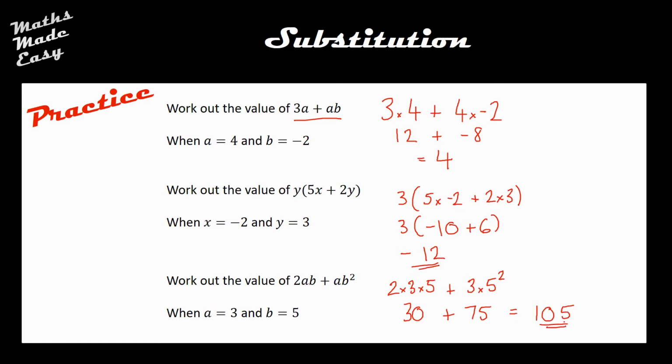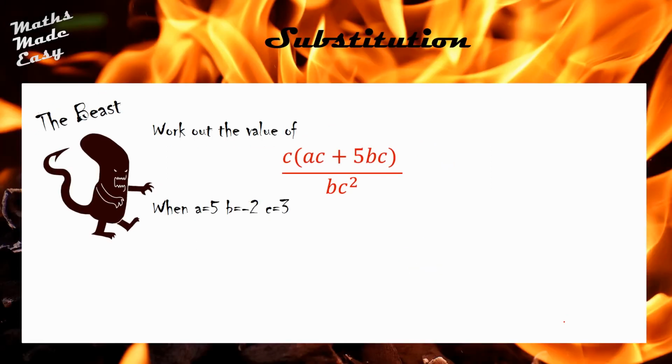Well done if you got all of those 3 correct. But we're going to have to try and deal with the beast. So work out the value of that thing when a is 5, b is negative 2, and c equals 3. Good luck.